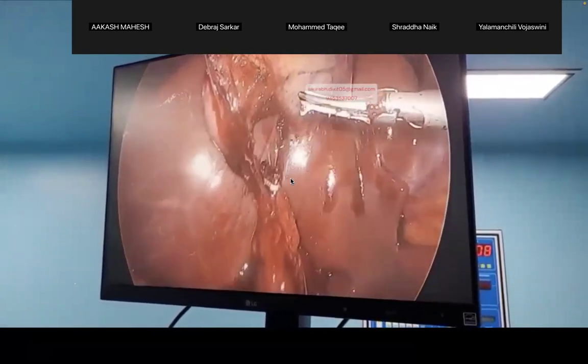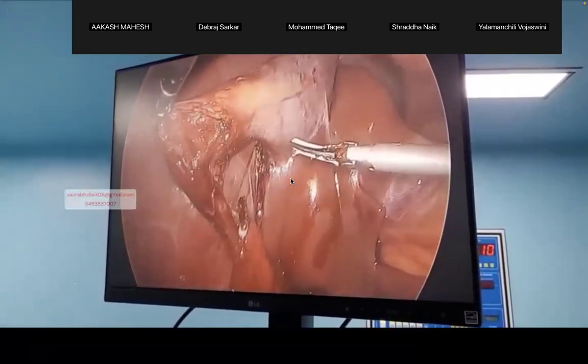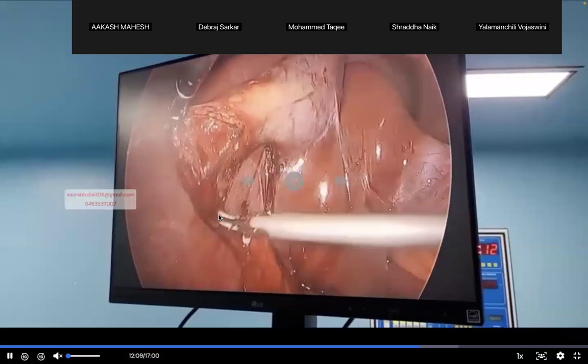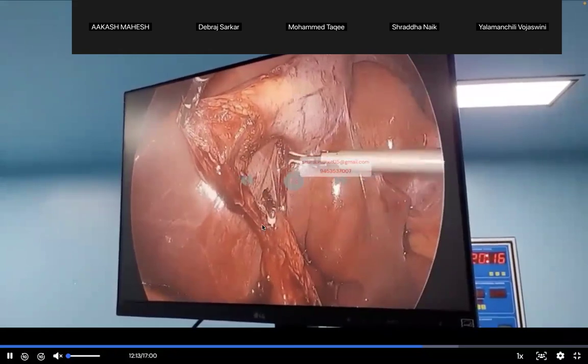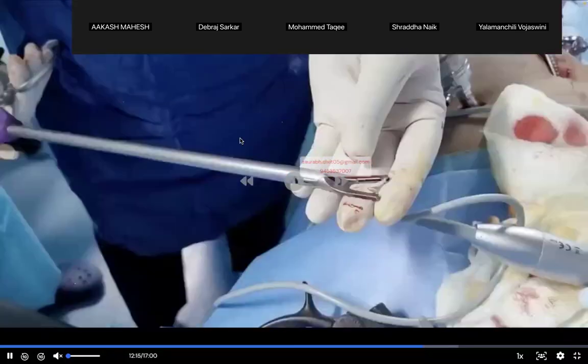Still I have not clipped the CBD. Now you can see that if it had been the CBD, going like this, it would have entered into the liver, but it has not. It has gone directly into the gallbladder, confirming.